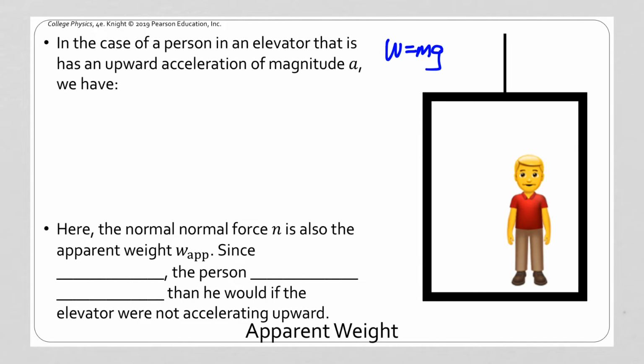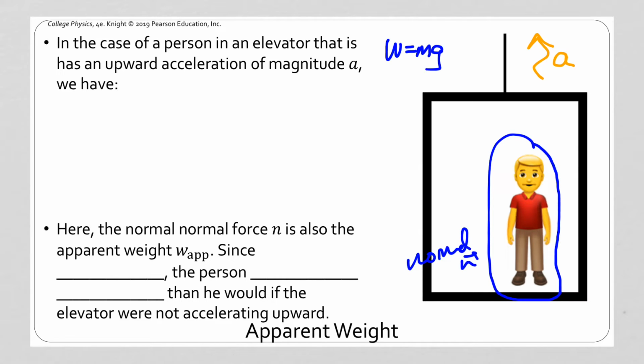So let's imagine a situation where we've got a person in an elevator that is accelerating upwards with a magnitude of a. So here we have a person, they're in an elevator, and we're told that the elevator has an upwards acceleration a, and we want to understand what this person is experiencing. So again, we will follow the rules of force identification. In this case, there's normal force from his feet supporting his weight, and then there's his weight as he moves upwards. After we've done force identification, we draw a free body diagram.